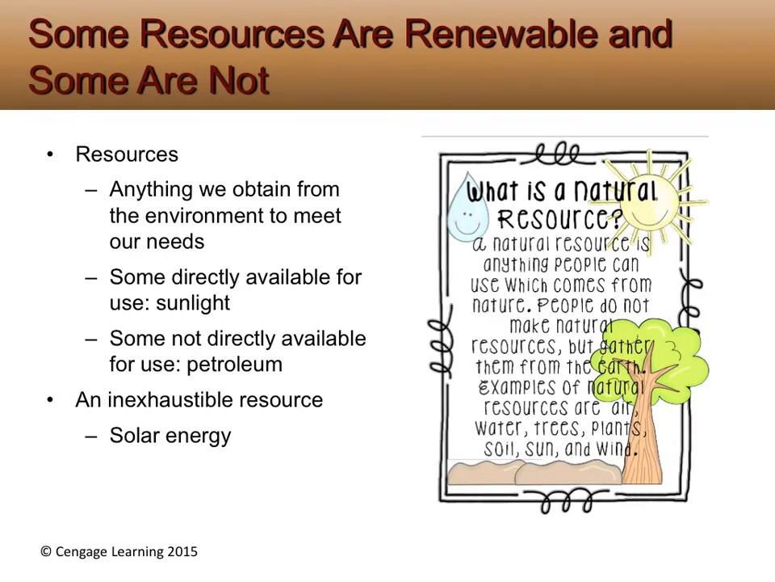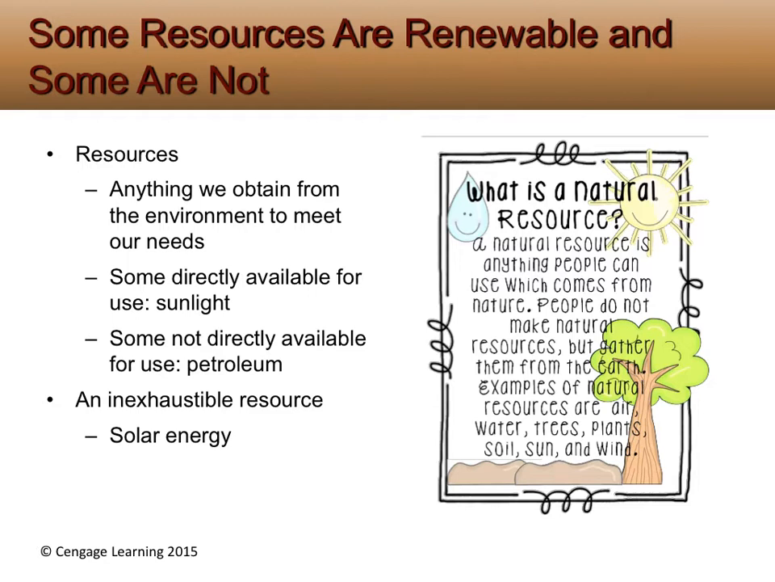Resources, I've talked about them a little bit, but they're anything we obtain from the Earth to meet our needs. If you take a look at the picture to the right, on the bottom: air, water, trees, plants, soil, sun, wind. Not only that, but we need clean air, we need clean water, we need trees, we need to plant more trees when we cut trees down. Right now in the United States, for every tree that's commercially cut down, 2 have to be replanted, which is an excellent idea to maintain our tree populations.